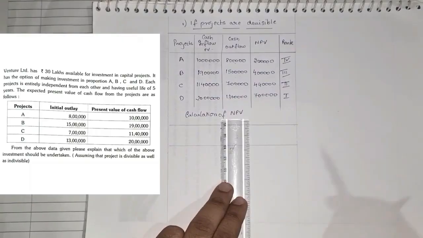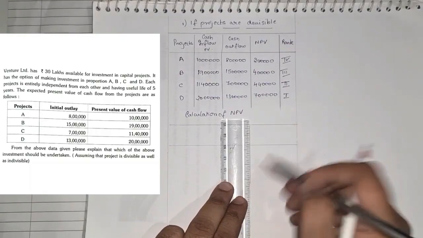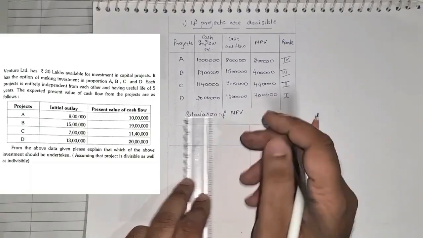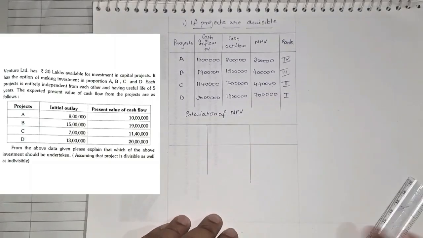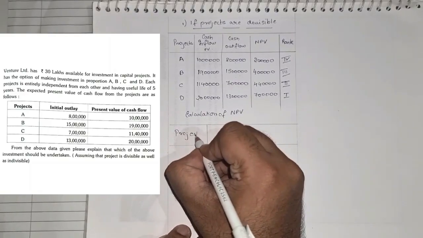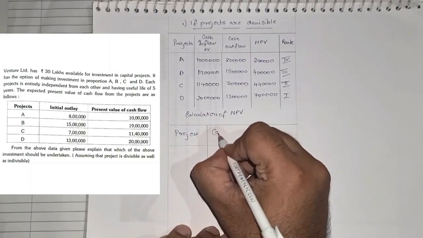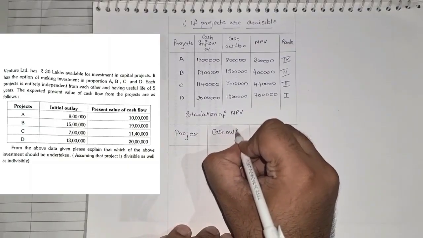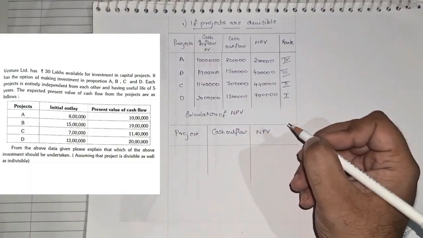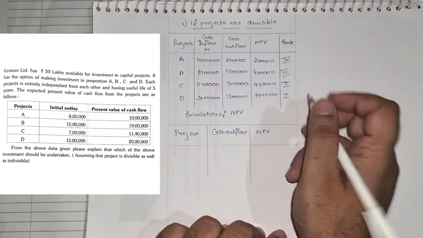Okay, where we'll have the value of NPV. We will have the value of inflow and outflows. Okay, so now look at this very carefully. Projects, the outflow, and the NPV, net present value. Now look at the question very carefully.